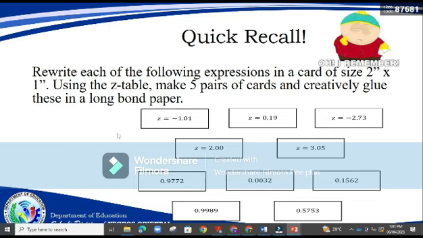This is the original instruction. However, I am going to modify the instruction. I want you to pair it on your notebook. Just pair these cards, this rectangular box. You have here 5 z-scores and you have 5 areas. So for example, you are going to write z is equal to negative 1.01, and then write the corresponding area, whichever area here. So you will use your z table. Okay, that will also be checked.